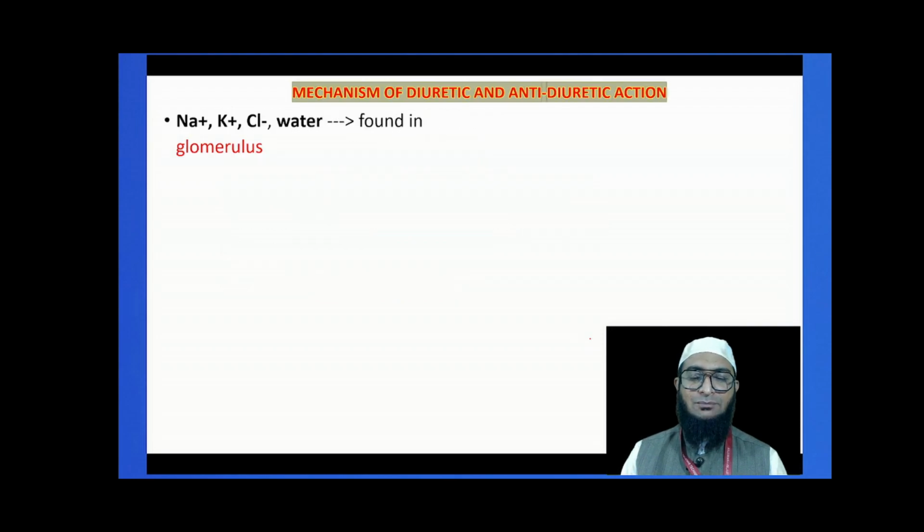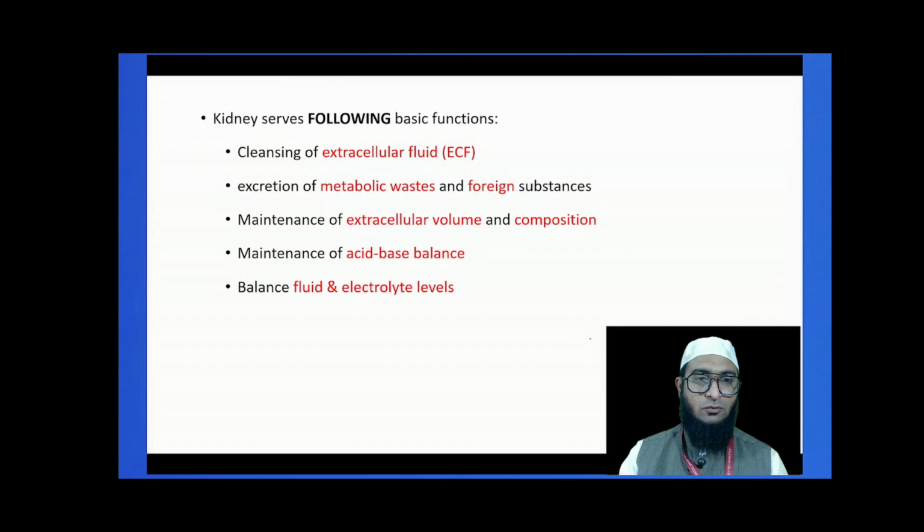In case anything is imbalanced, we have seen these functions. If there is an imbalance in such functions, it may lead to a condition called polyuria, where there is excess urinary output, or a condition called anuria, where there is no urinary output. As a result, water is retained in the body system. And this retention may lead to different complications.